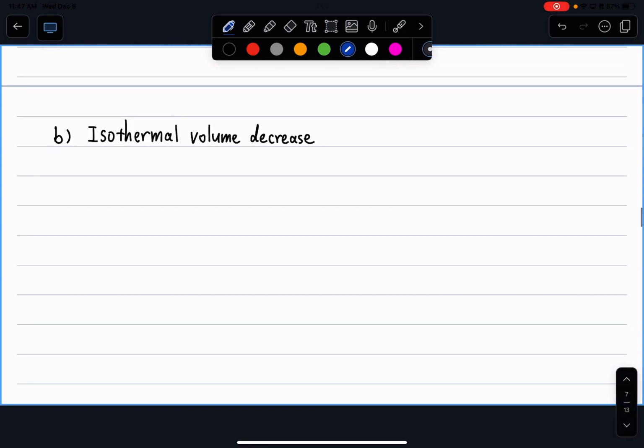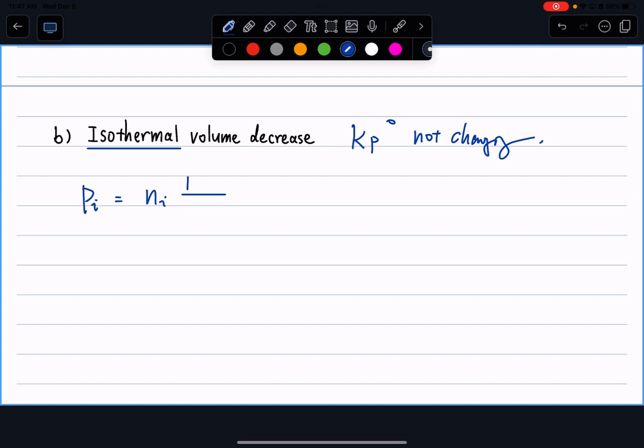Next one, we have the isothermal volume decrease. Whenever you see an isothermal process, that tells you your Kp naught is not changing. So your equilibrium constant is not changing. But since we have a volume decrease, your partial pressure equals Ni RT over V. Everything else is not changing, but your volume is decreasing, so all your partial pressures will increase with your volume decrease.